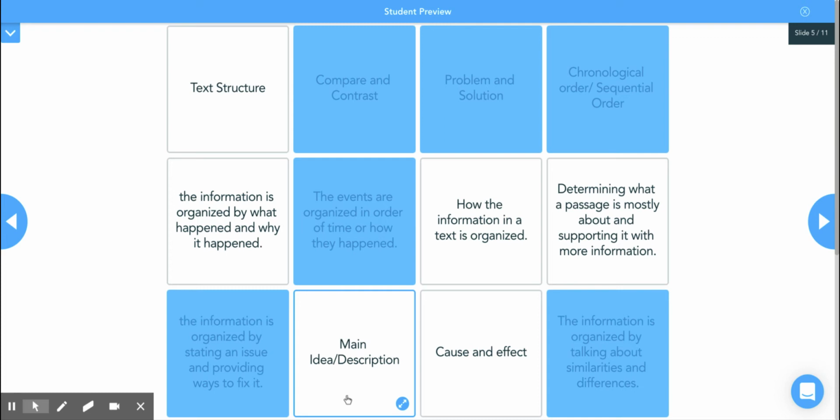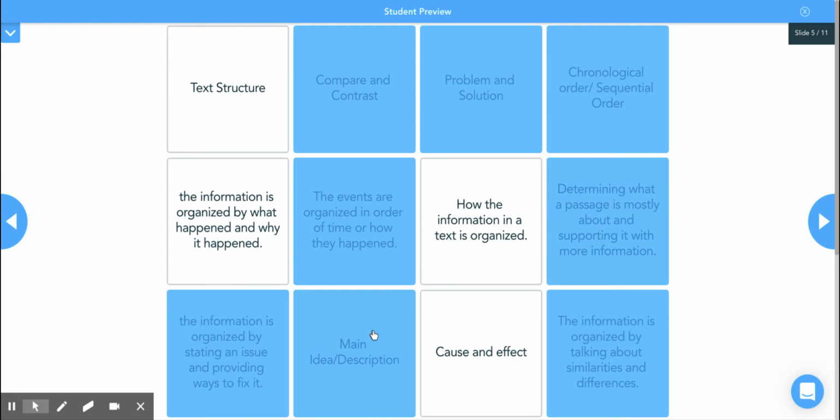Main idea and description are not exactly the same, but they do kind of go together. They're very similar, so I like to group them together. Main idea and description talks about one idea, what the passage is mostly about, and then gives more information to support that answer. Okay, so over here, determining what a passage is mostly about and supporting it with more information, that's main idea and description.